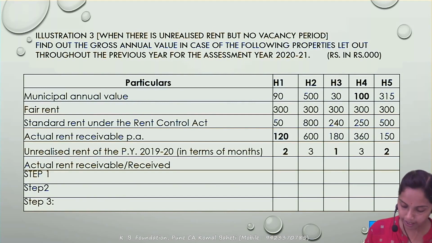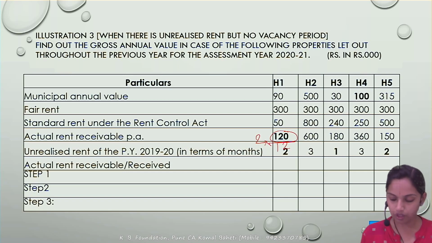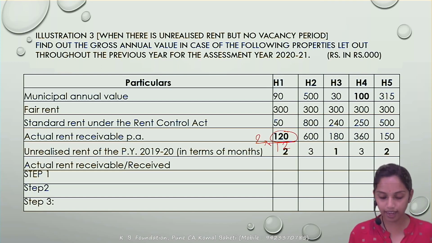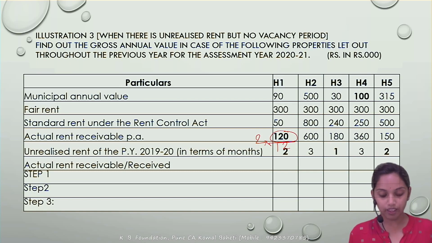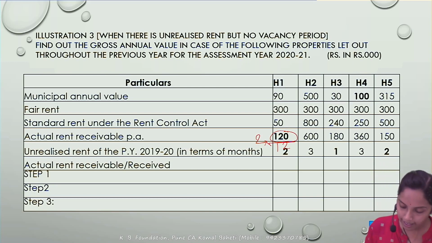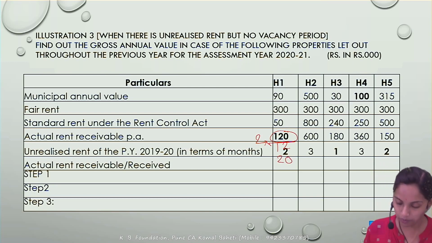We have to calculate the unrealized rent. यहाँ पे how much would be the unrealized rent? 120 divided by 12 multiplied by 2. It is a rent for a year, that is 120. Divide by 12 करेंगे तो you will get the rent for 1 month. And the 2 months rent you had not received. So multiply by 2, and you will get the unrealized rent. So how much is the unrealized rent? For house one, it is 20.